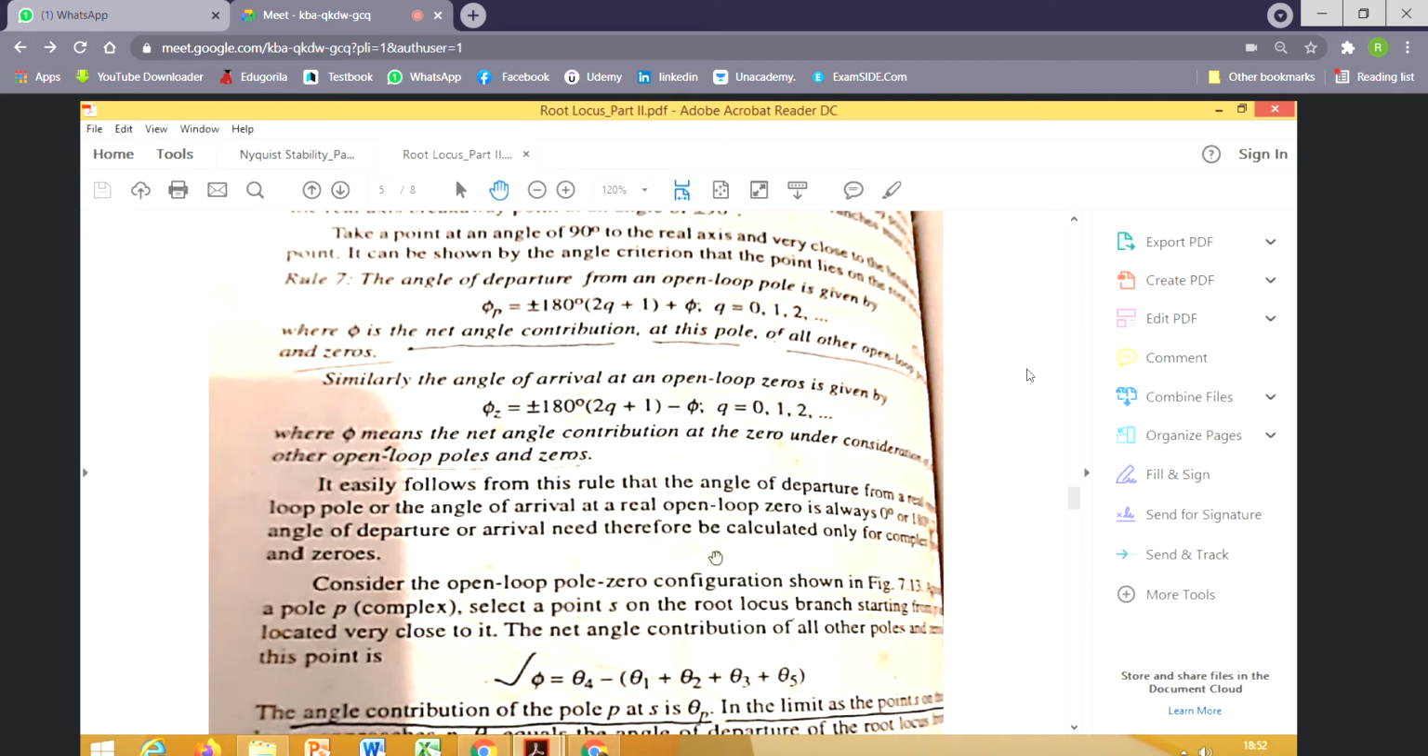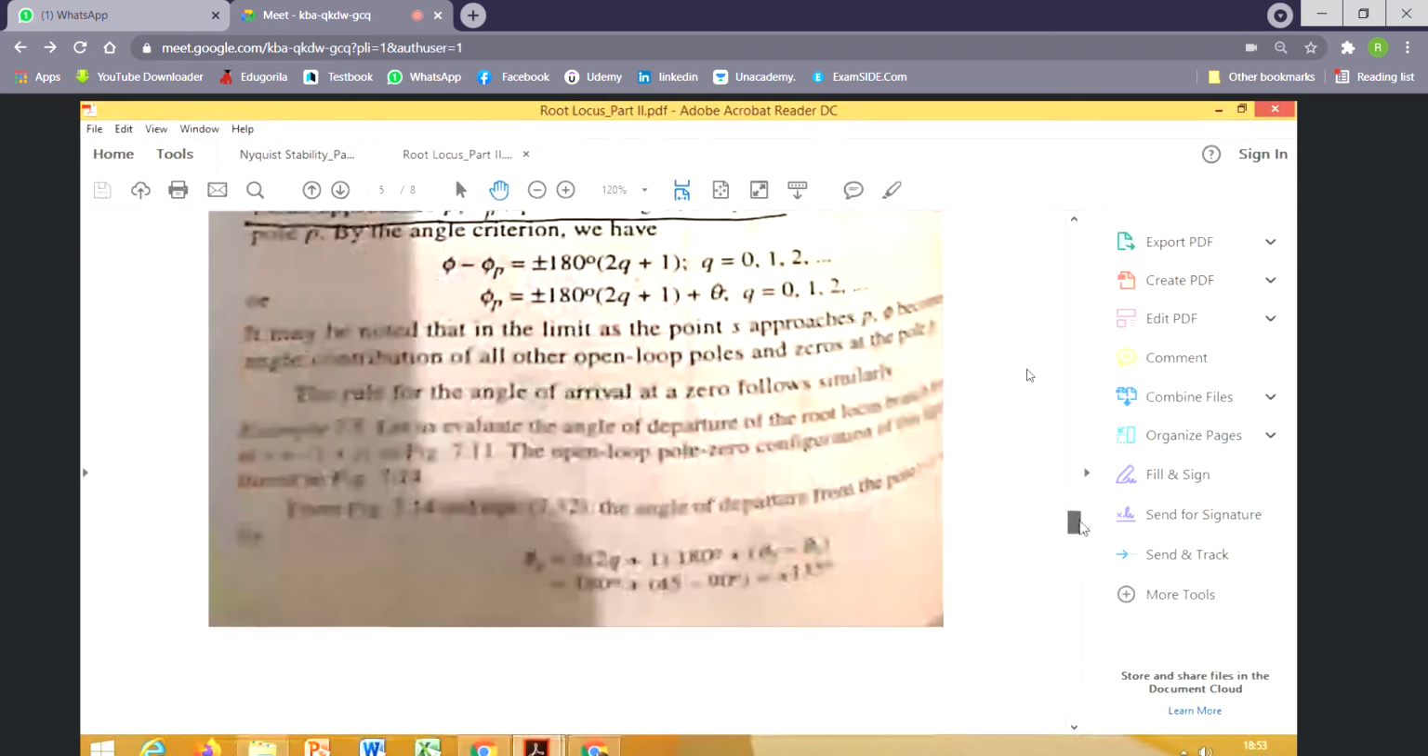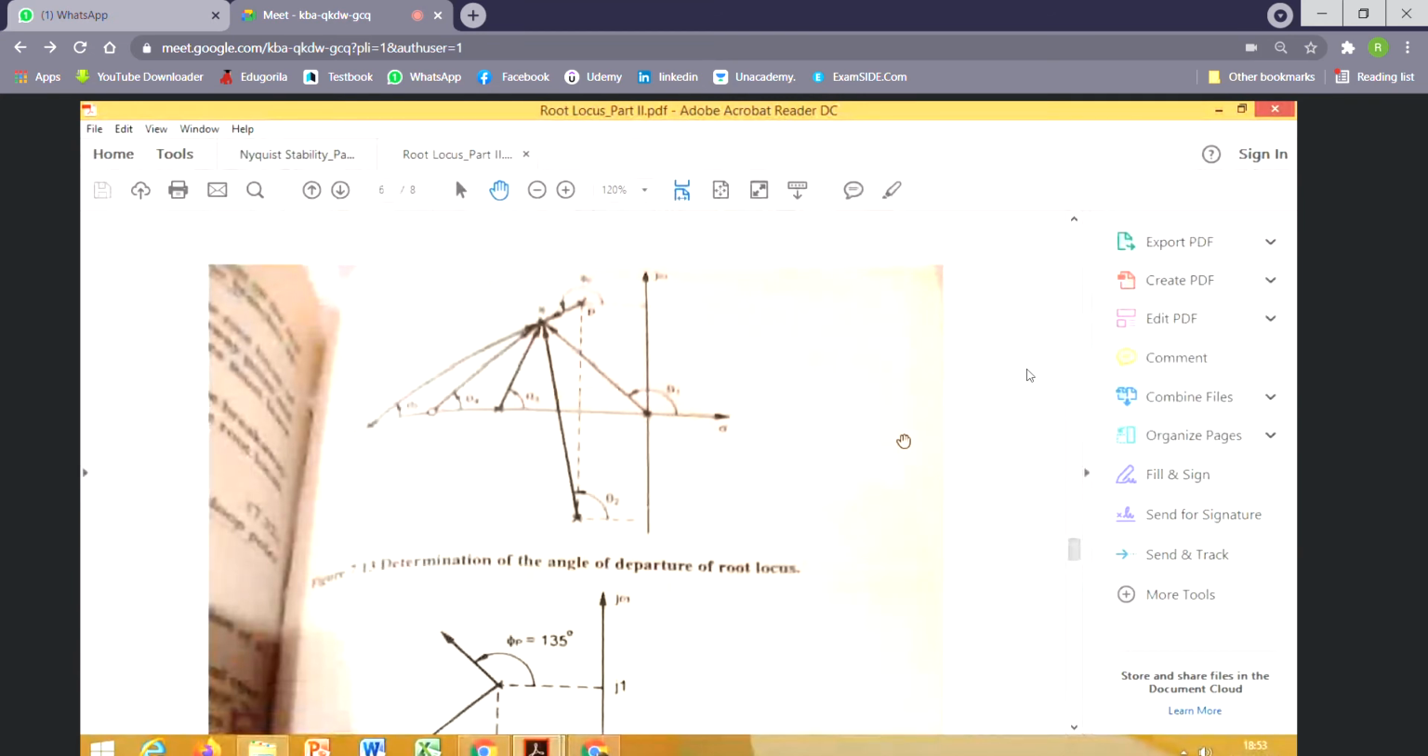So it easily follows that the angle of departure from a real open loop pole, or the angle of arrival at a real open loop zero, is always 0 degree or 180 degree, that we have discussed. So angle of departure or arrival need therefore be calculated only for complex poles and zeros. Poles and zeros means open loop poles and zeros. Now to find out the angle of departure, let's again refer to this particular figure, right?